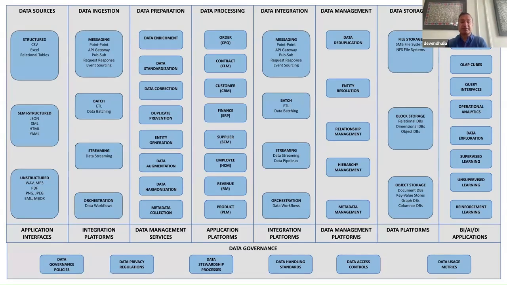The ingestion mechanism could be messaging, which is really for real-time small volumes of data, point-to-point, API gateways, pub-sub architectures. These are all request-response, which is real-time synchronization, etc. This is one way of ingesting data. It's really used for application integration.